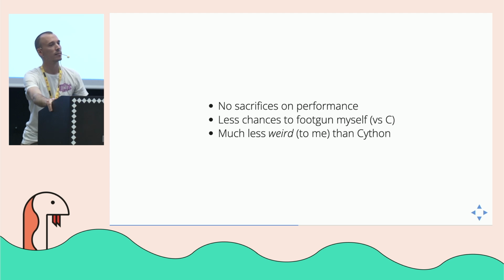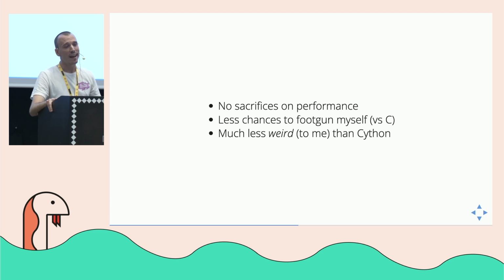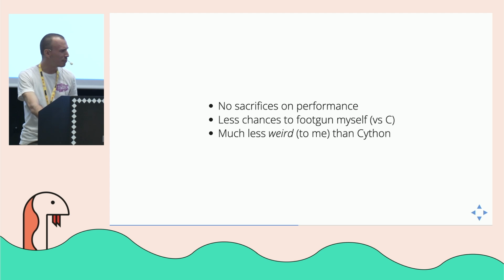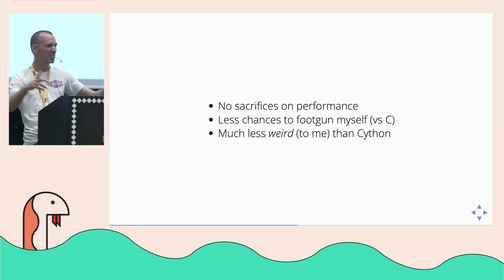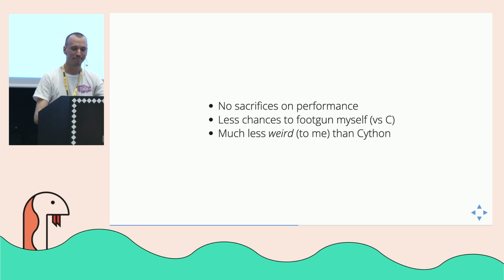I started with C, the first language I ever learned, but I'm not Linus, right? He knows C. The chances to shoot yourself are too many. In Rust, it's so much easier. It's very hard to make big mistakes in Rust. And it's also less weird to me compared to Python, because in Python you have the Python part, the C part, the cdef, whatever. I don't know, it just looks weird.